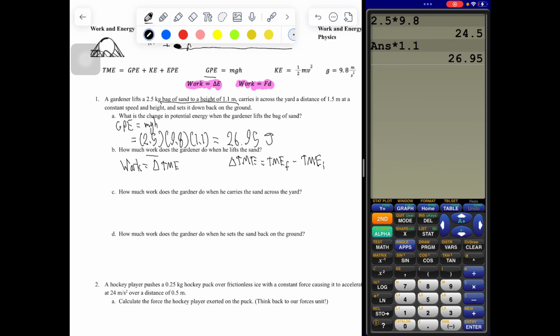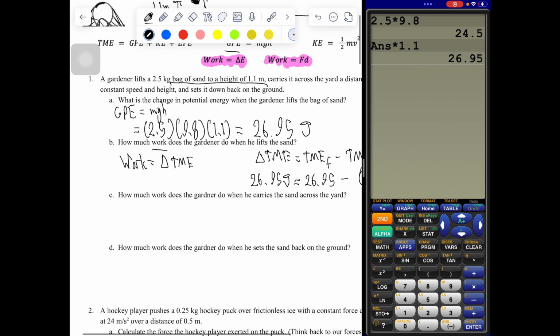And here, we started off with 0 joules of energy, no gravitational potential energy, no elastic potential energy, no kinetic. And then our final energy is just our 26.95 that we get from part A. Subtract our 0, our change in total mechanical energy is just that same 26.95 joules. So the work done is that change in energy. Our work is 26.95 joules.